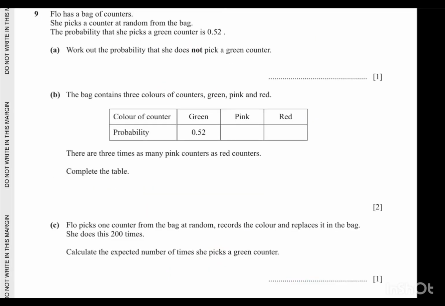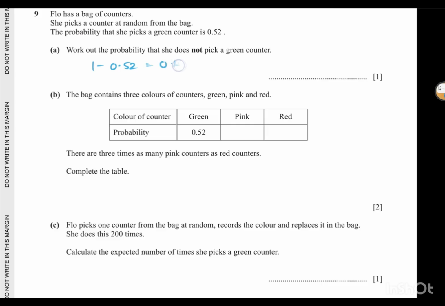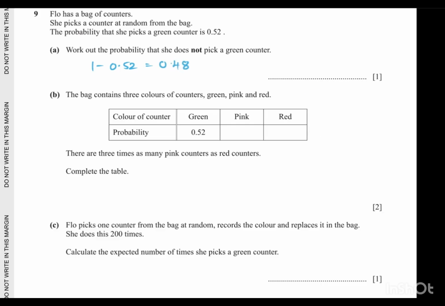Question number 9. Flo has a bag of counters. She picks a counter at random from the bag. The probability that she picks a green counter is 0.52. Question A. Work out the probability that she does not pick a green counter. So for does not pick, we just subtract the given probability from 1. So 1 minus 0.52 is 0.48. This is the probability that she does not pick a green counter.